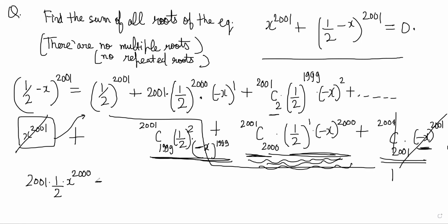So this is minus 2001 factorial, so it is 2001 into 2000 by 2 into 1 by 4 x^1999, right? This is the second term. And after that, there are many other terms. We don't care about them because what we need is the coefficient of this term by this term, right?